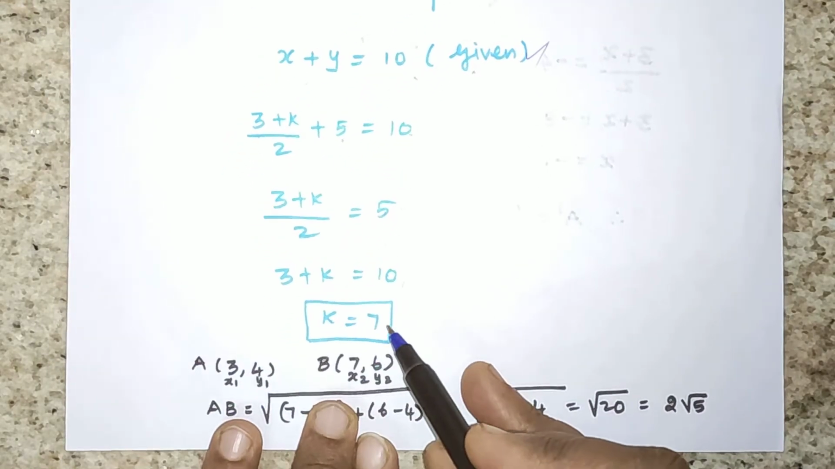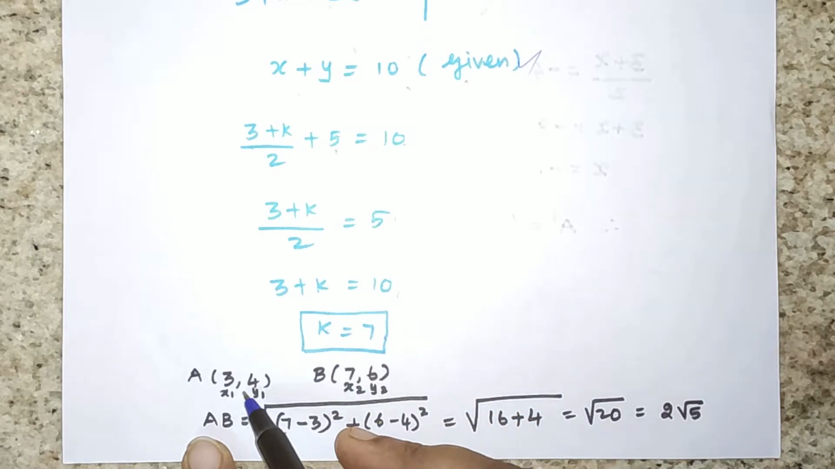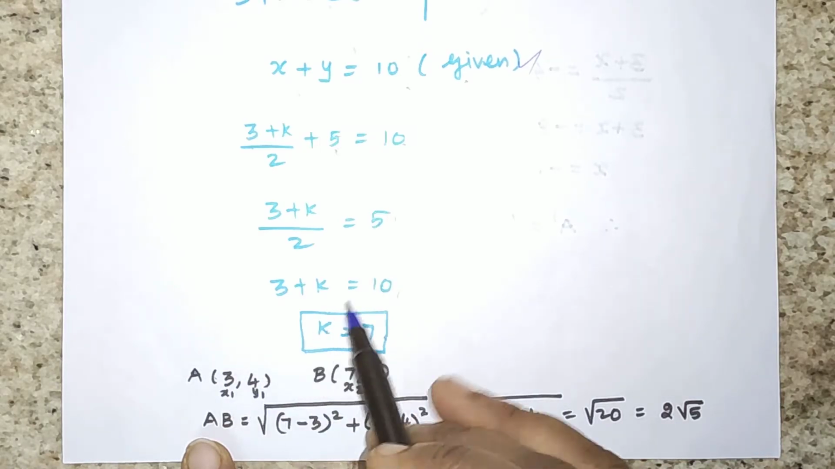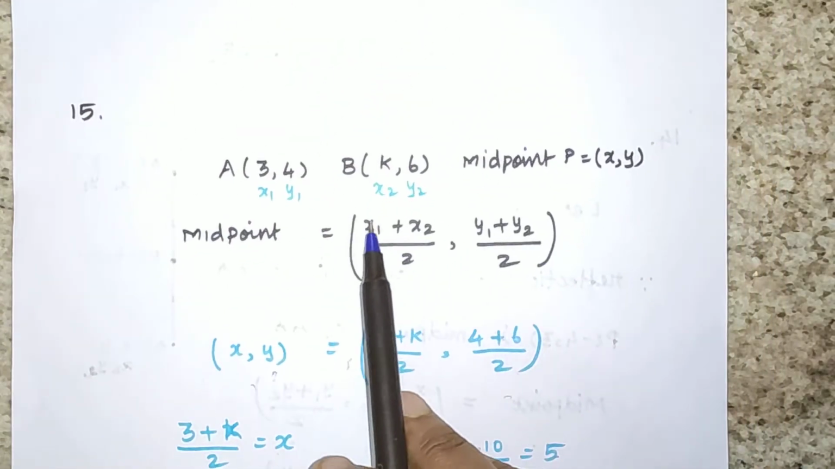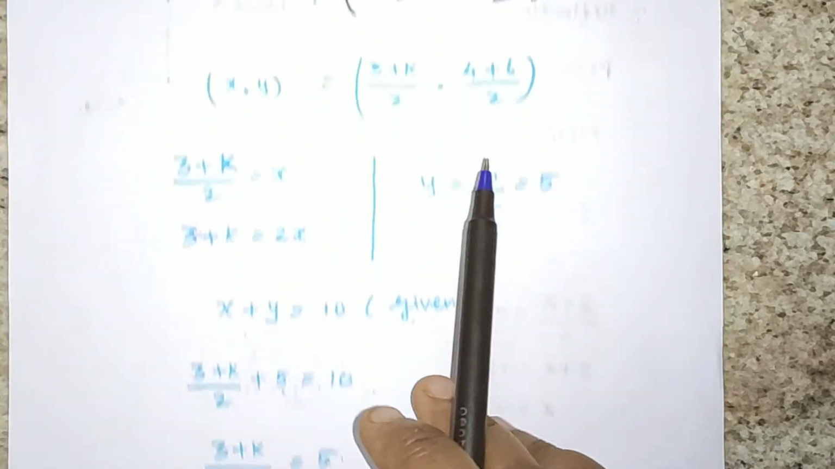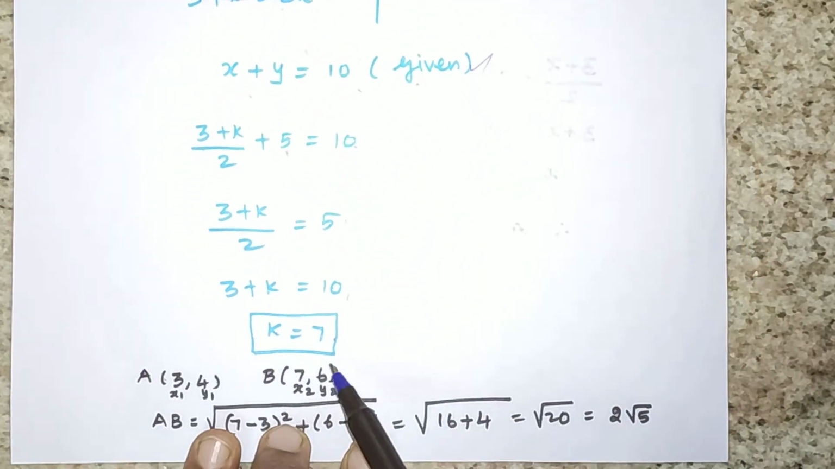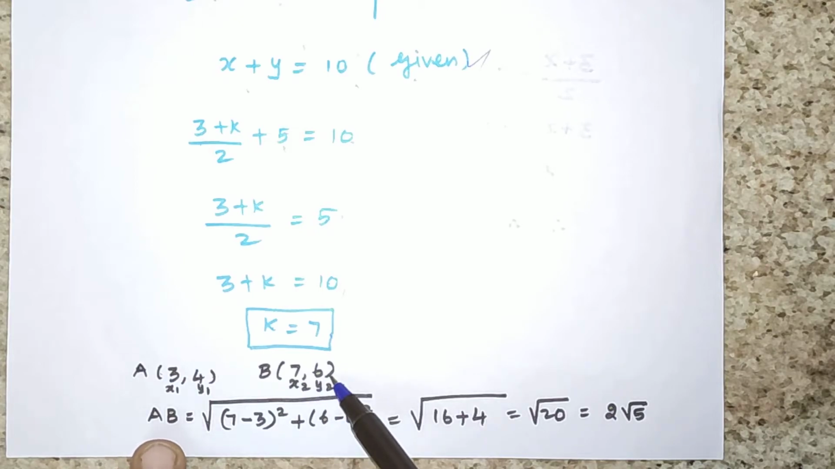So in the question, in addition they ask the length of AB. So A point is (3, 4). B point in the question is (k, 6). Now we found the k value as 7, so B is (7, 6). So AB equal to root of (x2 minus x1) the whole square plus (y2 minus y1) the whole square. So (7 minus 3) the whole square, plus (6 minus 4) the whole square.